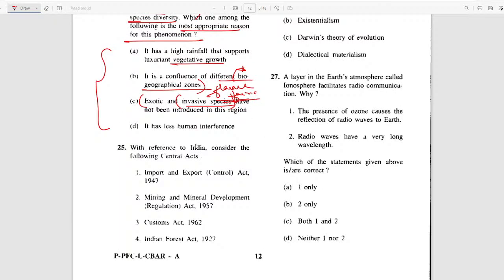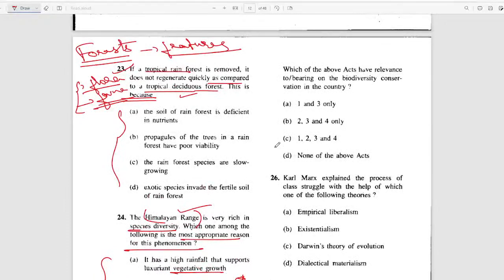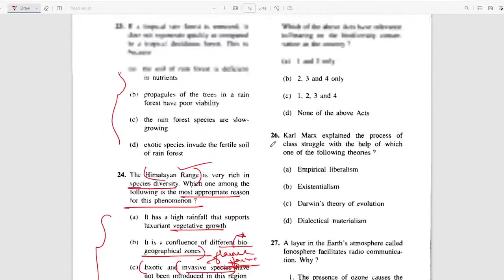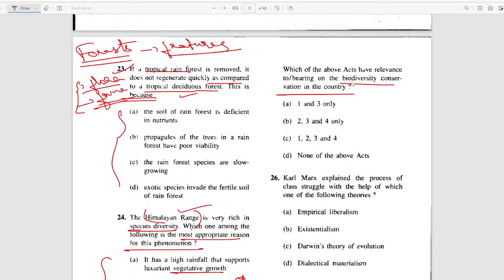Next. With reference to India, the following central acts: Import and Export Control Act 1947, Mining and Mineral Development Act 1957, Customs Act 1962, and Indian Forest Act 1927. Which of the following acts have a bearing on biodiversity conservation in the country? See, biodiversity conservation is important. This is asked every time.